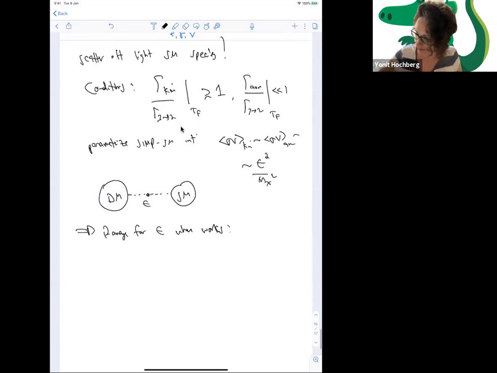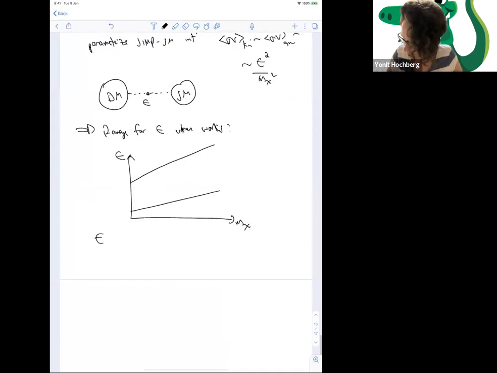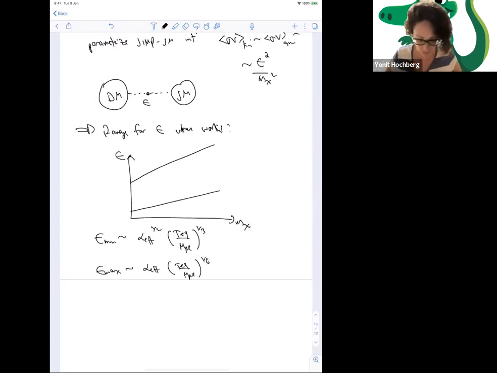Okay? And so it roughly looks like this. Here is epsilon as a function of dark matter mass. And there's two curves, I'll call them epsilon min and epsilon max, between which everything is fine. So here's epsilon min, the minimal value. It roughly goes like alpha effective to the 1/2 power times T equality over m Planck to the 1/3. And we also have a maximal value of epsilon of alpha effective times T equality over m Planck to the power of 1/6, okay?